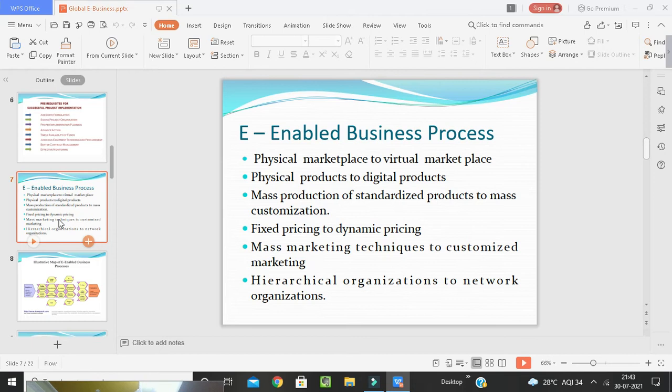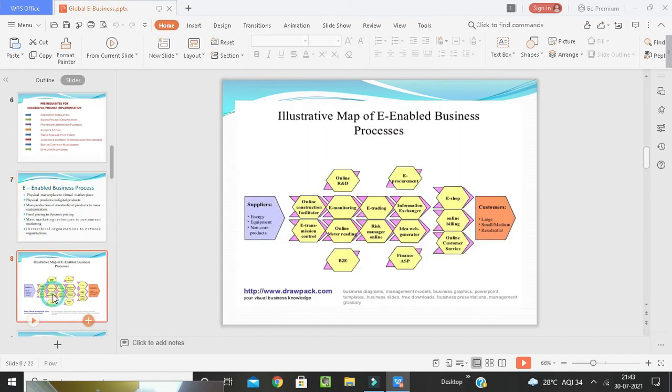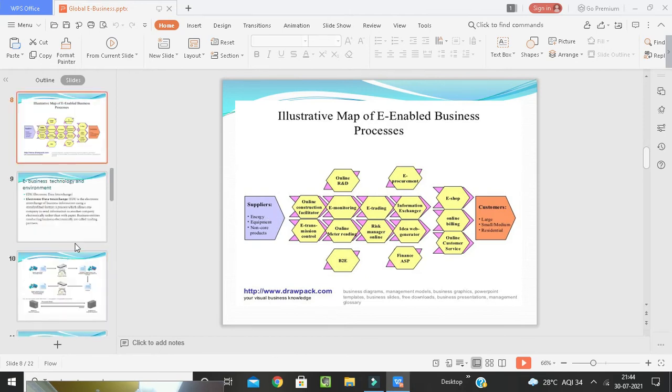That means physical products or physical services are becoming digital products. If you see here, the supplies like energy, equipment, and non-core products will be there. What the customers want: large, medium, and institutional. From online to e-procurement, from business to entrepreneurship, and finance. So all these things you see here, the arrow itself shows how the product is going from physical to digital.